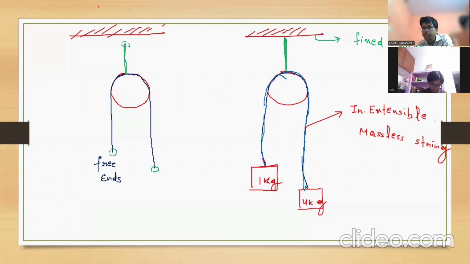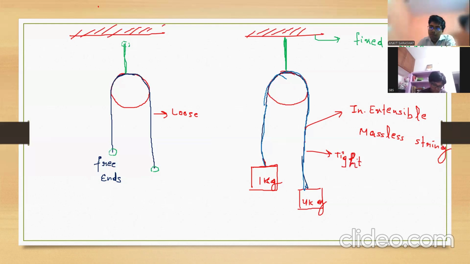So tension is present at each and every point of the string. If you ask me, sir, what is the tension at this point? Once you attach a 1 kg and a 4 kg block to this string, then it becomes tight. Here it is loose. Once you fix it with a support and attach the 1 kg and 4 kg blocks to this string, then the string becomes tight. Clear?